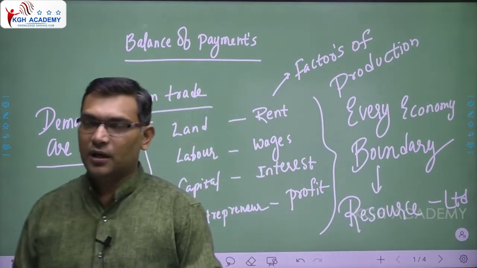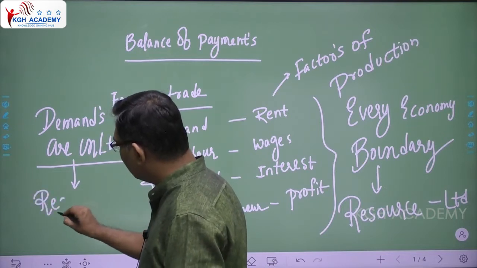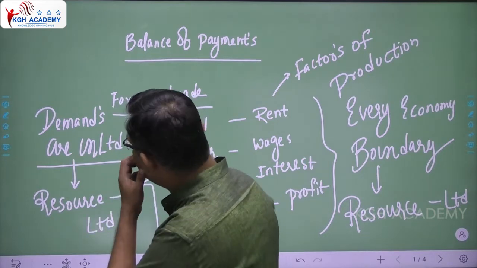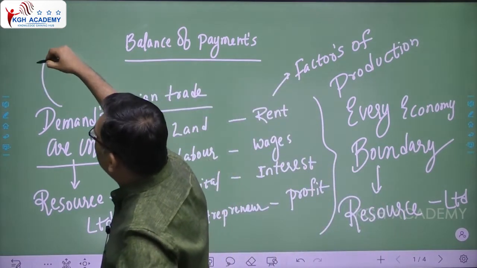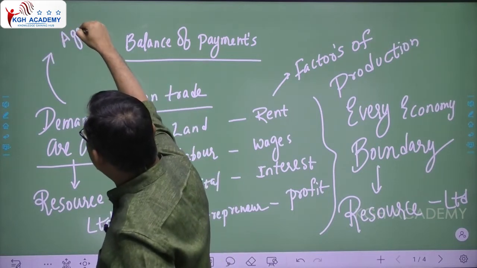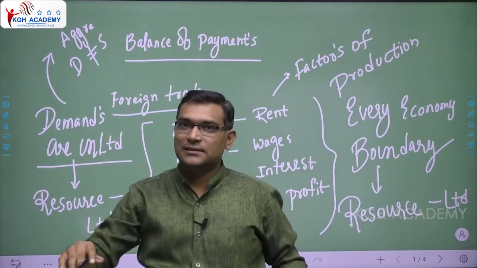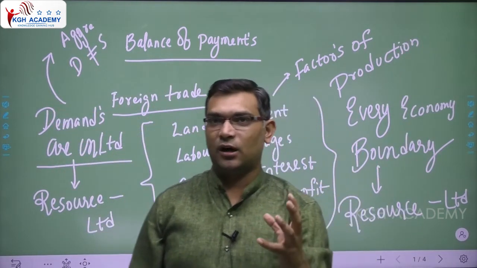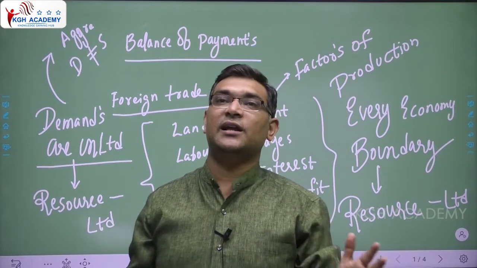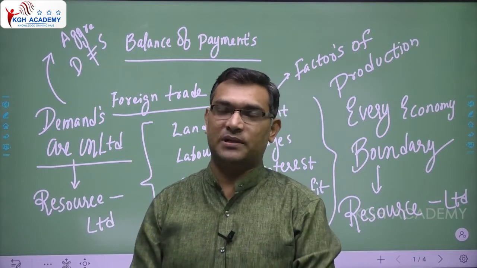So what happens here? If the demands are unlimited and the resources are limited, what will be the phenomenon in this case? Then simply, the aggregate demand will not match with the supply. Yes or no? The aggregate demand of the economy will not match the supply. Then the trade will take place across the nations, across the borders. The trade has to take place.